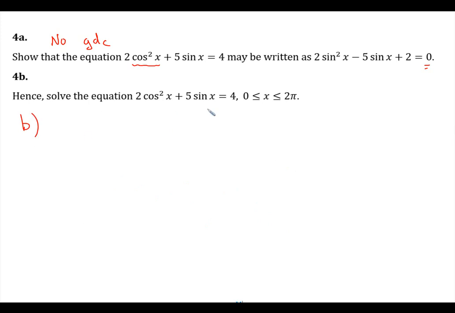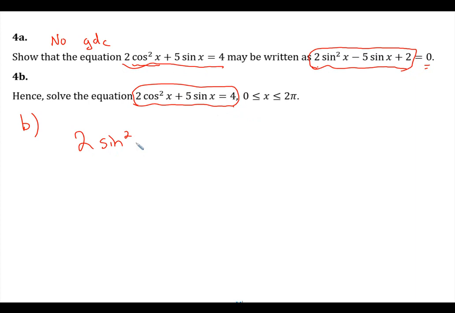So part B says, hence solve the equation, right? Now, they want us to solve this equation right here. Since we know that this right here is equivalent to this, instead of writing this right here, I can substitute it with this right here. Okay? So basically I have 2 sine squared x minus 5 sine x plus 2 is equal to 0. And then all I need to do is factor this.